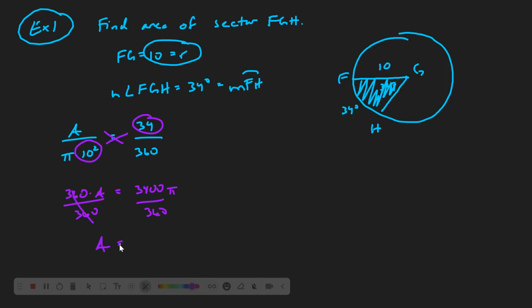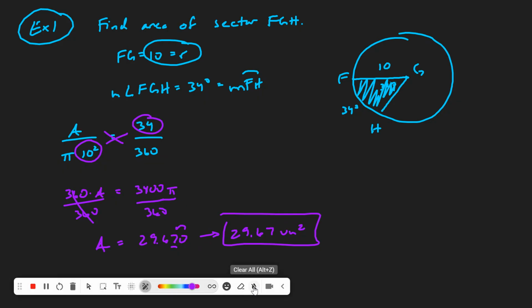The 360s cancel. A equals, and if we take a look at this, I typed in the pi this time: 3,400 pi divided by 360, I get 29.670. They want it to the nearest hundredth, so that's the 7. The 0 does not change the 7, so that's 29.67. And this is area, so that'd be units squared. And that's how you find the area of that sector.